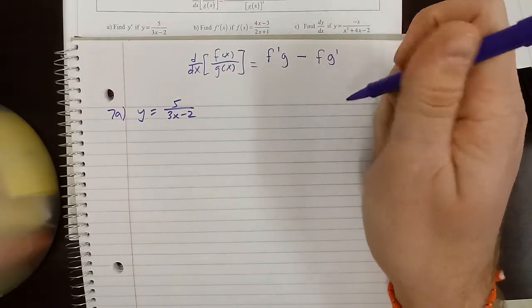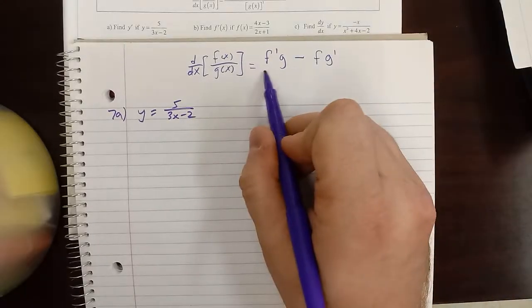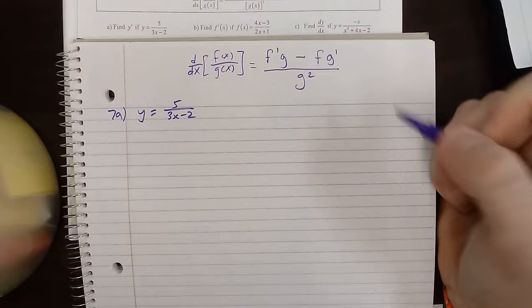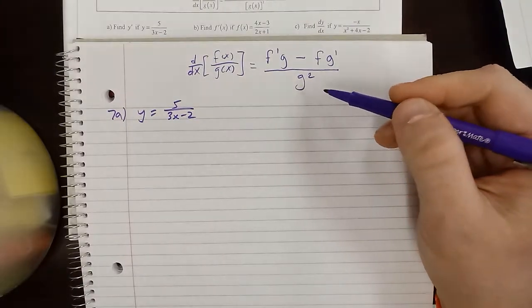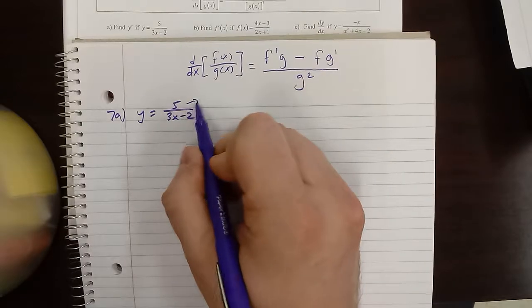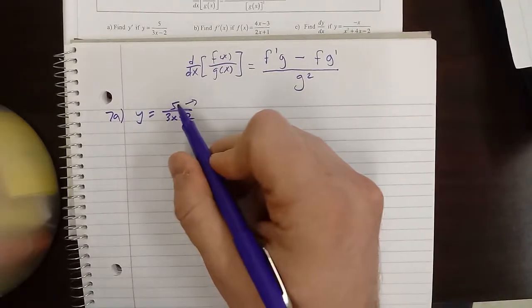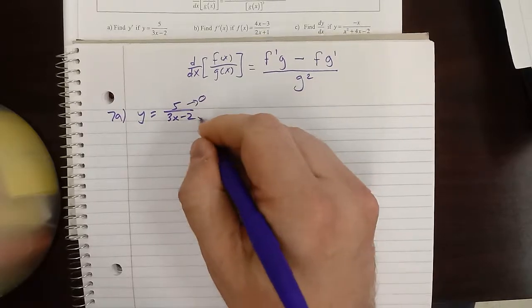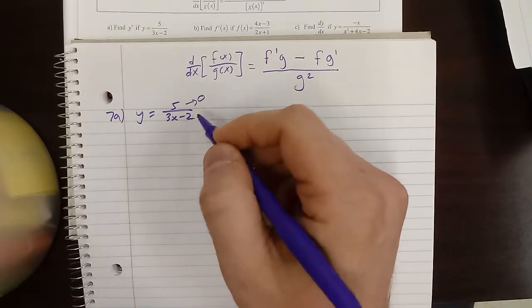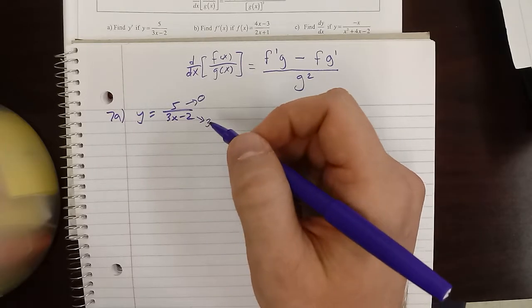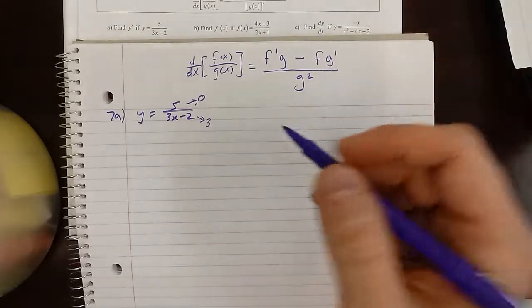And I wish it was just that. That'd be so great. Instead, it also winds up being divided by g squared. Not g prime squared, just g squared. So let's think about this. What's the prime of f in this one? Well, the derivative of a number is just 0. And then on this one, the derivative of 3x minus 2 is going to be 3. Oh, so the derivative of each of them is just a number.